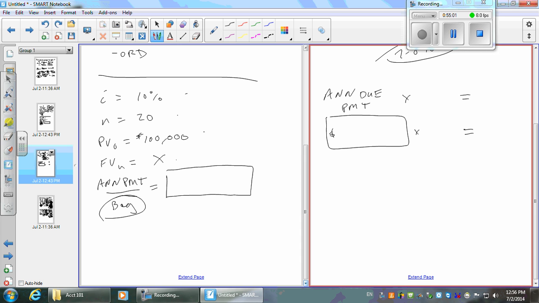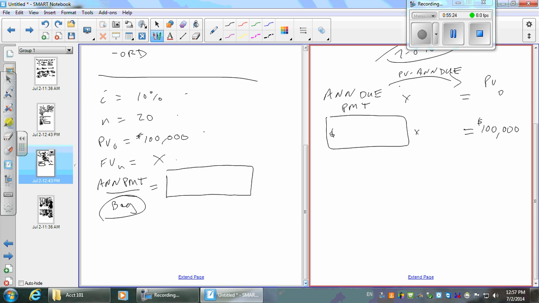I gave you a present value. If I gave you a future value, you'd use that instead. So this is a present value, it's 100,000. And this is going to be a what? Seeing as I know the present value, I want the payment. It's the present value of an annuity due. I'm going to look up that factor.